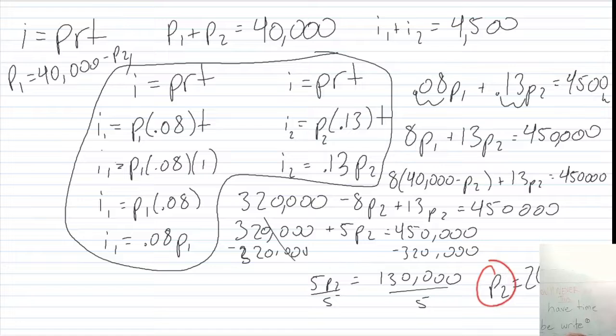So what does P2 represent? That represents the amount we invested at 13%. So this tells us we need to invest 26,000 at 13%. We need to invest 14,000 at 8%.